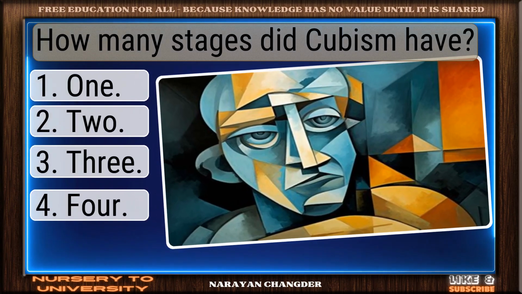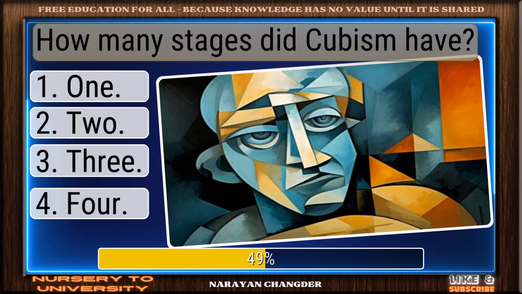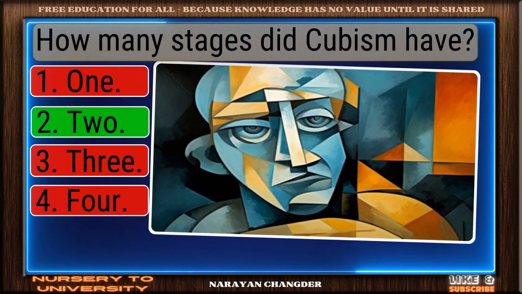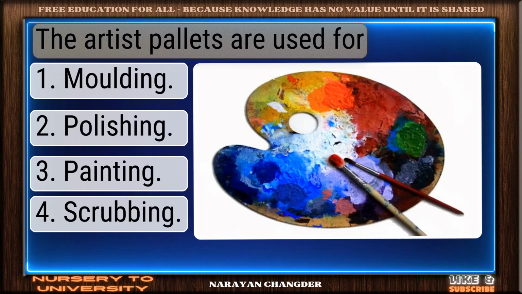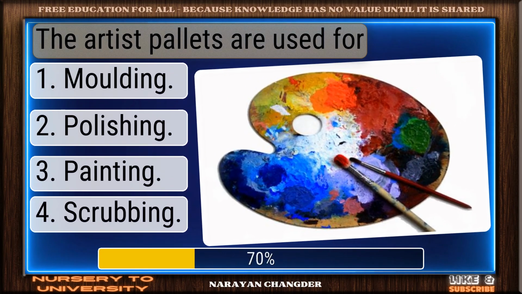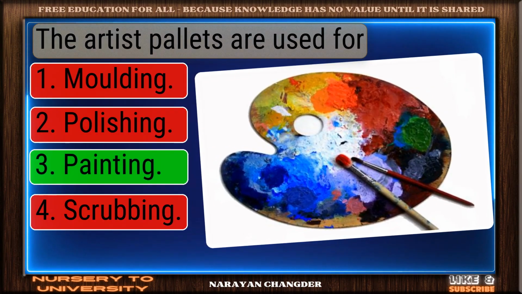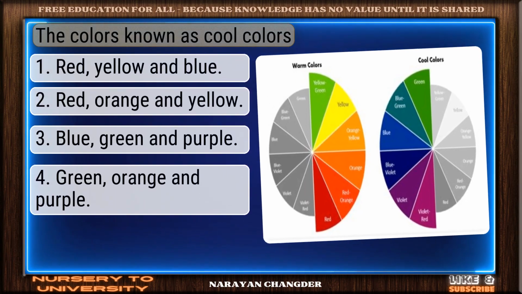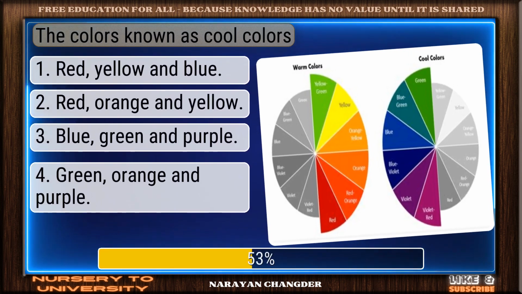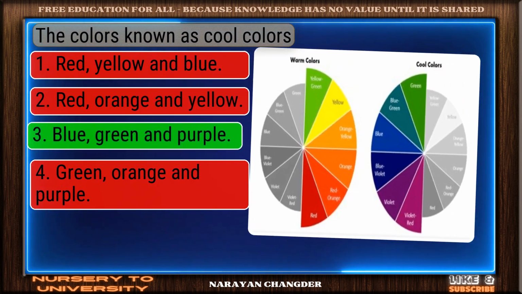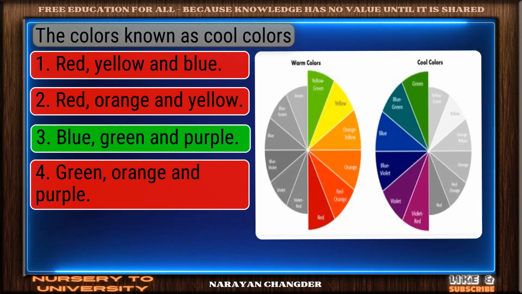How many stages did cubism have? Smart move. 2 is an accurate answer. The artist palettes are used for. Great thinking. Painting is the right choice. The colors known as cool colors. Great job. Blue, green, and purple is the accurate answer.